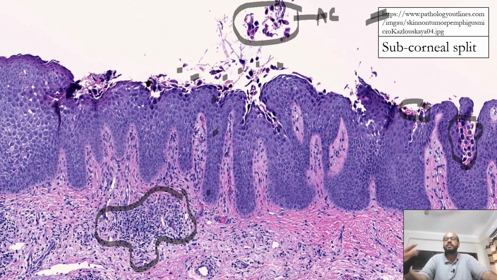So what you will essentially see in a biopsy of Pemphigus foliaceus is a subcorneal or supragranular layer split with acantholytic cells, with mild upper dermal edema and a perivascular infiltrate composed of lymphocytes, eosinophils, and neutrophils. Clear? Let's move forward.